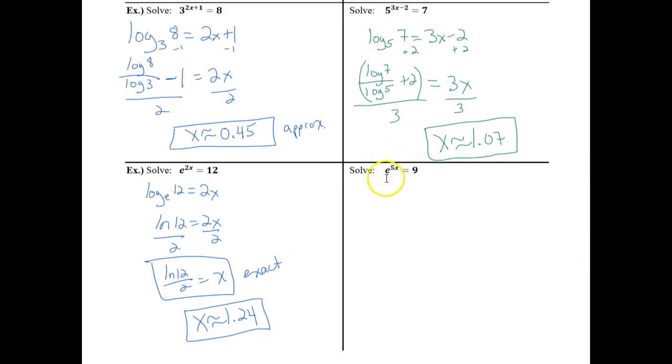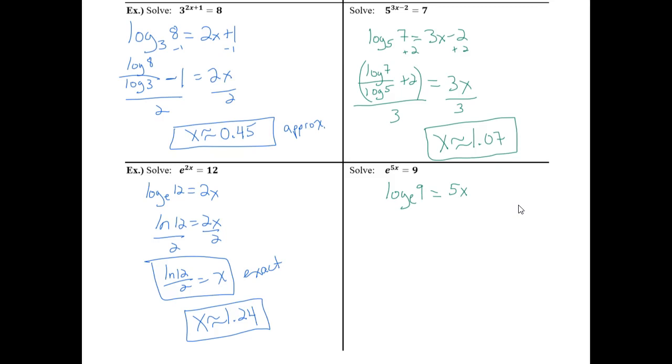Last one says e to the 5x power equals 9. Again, e is 2.7 approximately. It can never have the same base as 9. I'm going to undo this with a log. So I rewrite it as log, the base is e. That will equal, logs equal exponents. The exponent is 5x. And log base e of 9, the only value I haven't used yet.